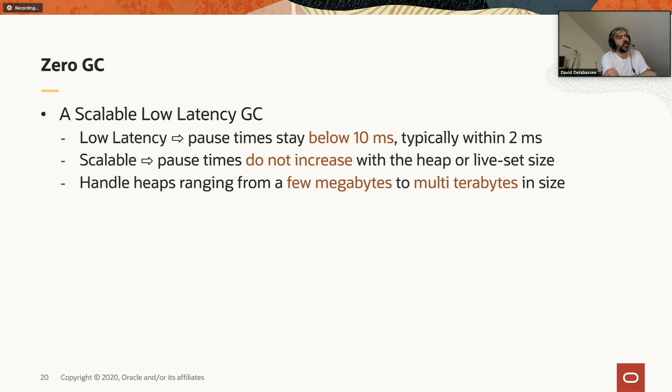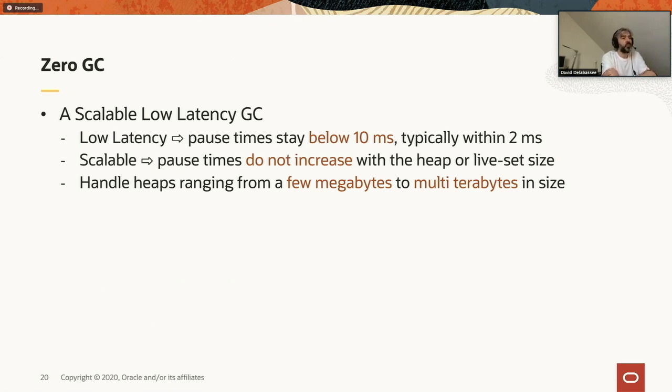It's scalable in the sense that the pause time will not increase as you grow your heap or your live set. So the 10 millisecond pause time is something that you would get typically on a 1 gigabyte heap, but also on a 1 terabyte heap. So there's no change on that front.